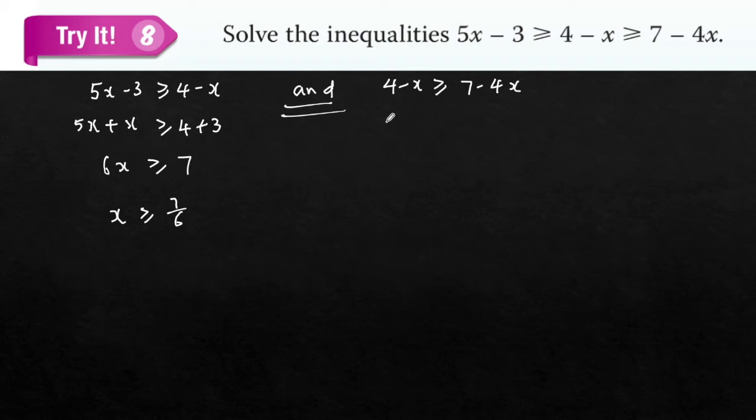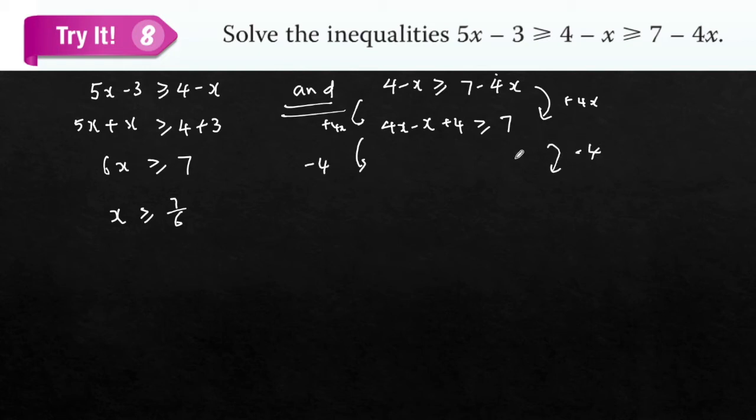For the other one: 4x minus x, because I add 4x on both sides, plus 4 is more than or equals to 7. Now I don't want this positive 4, so I minus away 4. So I will have 3x more than or equals to 7 minus 4. 3x more than or equals to 3. X is more than or equals to 1.